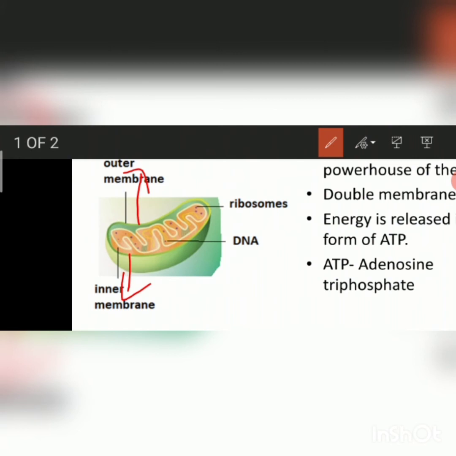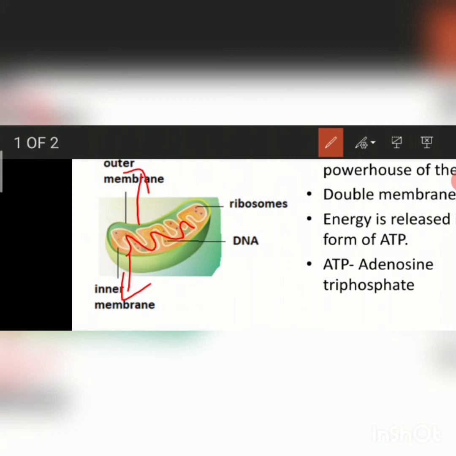Now the outer membrane is porous, which means it has many pores. And what is the function of the pores? They will allow the transport of materials into and out of the mitochondria. Now the inner membrane is highly folded, as you can see here. The inner membrane is deeply folded.